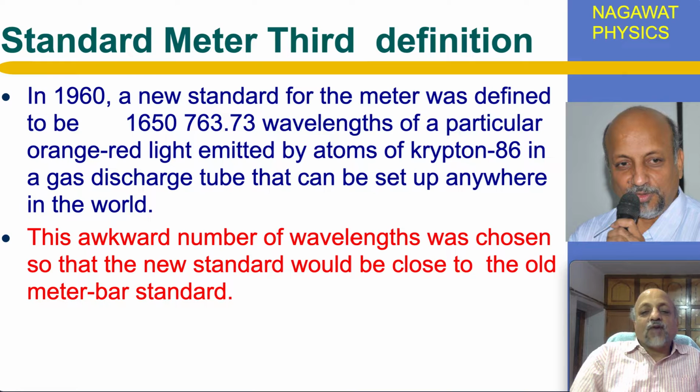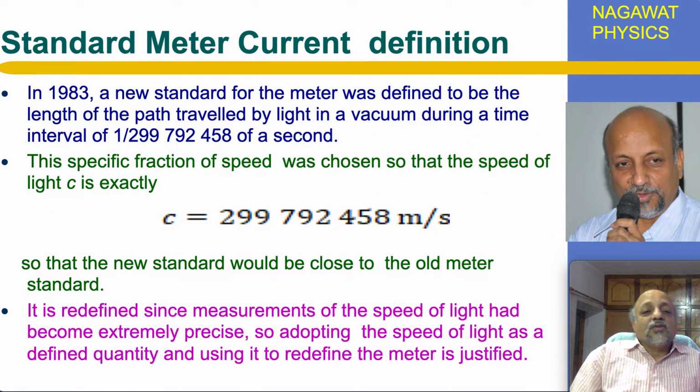Now you may be surprised that such an awkward number was chosen. It was chosen so that the new definition, based on krypton-86 orange-red light emission, would be as close as possible to the old definition, based on two lines engraved on a platinum iridium bar, with the distance measured at 0 degrees Celsius. Later, in 1983, this definition was again discarded, and the current definition, as I pointed out at the beginning of this talk, is that nowadays in the SI system we have definitions of all the base units based on fundamental physical constants.